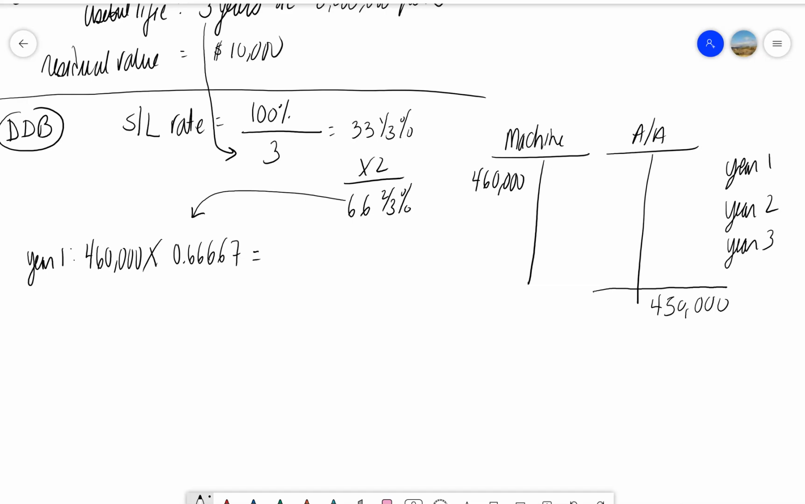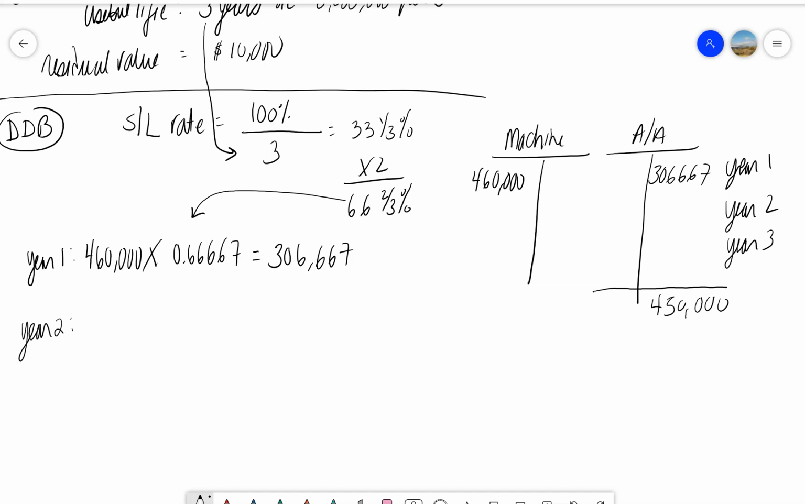And this is going to give us amortization expense in year one of $306,667. So once again, we take a lot more amortization in the first year if we think that this is an asset that's going to lose value really quickly. So in year one, we have amortization of $306,667.